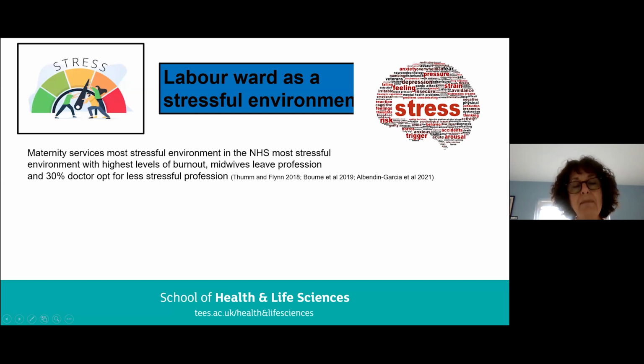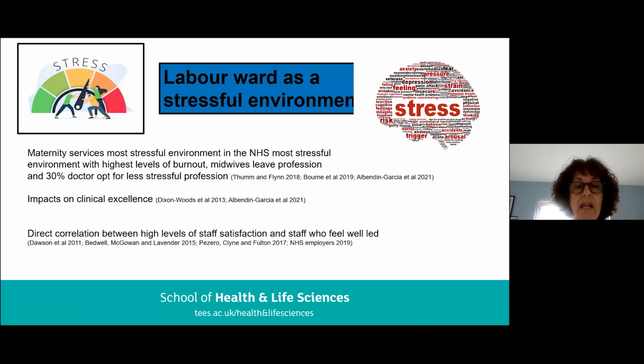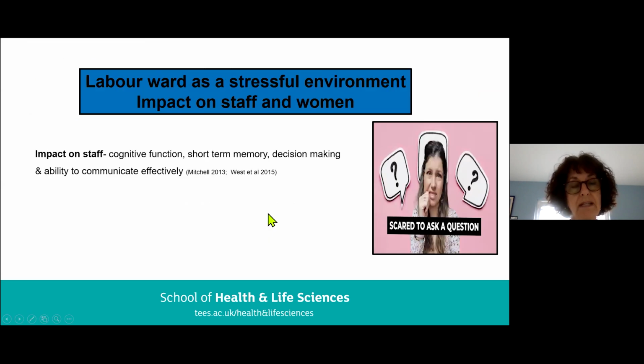So basically, the labour ward is a stressful environment. There's work in the UK, and I'm sure this is the case in your countries, to say that it is a very stressful environment and contributes to a lot of burnout, which is why midwives leave the profession. And in the UK, 30% of doctors who would opt to go into obstetrics and gynecology choose to go to other specialties because of the stress in obstetrics. Stress also impacts on clinical excellence, and it has a direct correlation with how satisfied staff feel with their shift. So if it's a very stressful shift, they feel very dissatisfied. So stress itself can impact on staff and women.